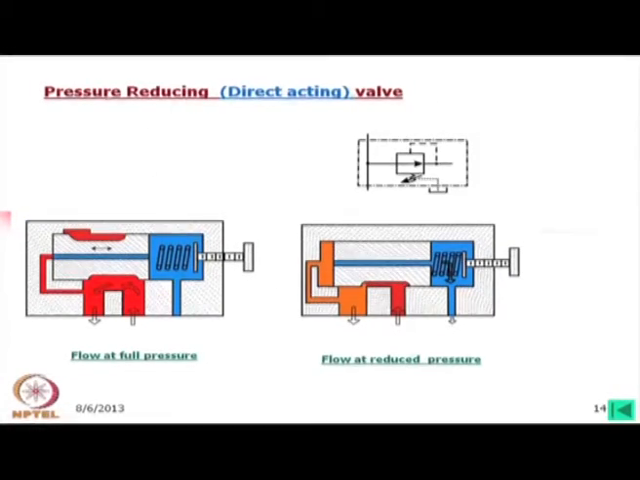Now, again there is a direct acting pressure reducing valve. In that case, what is there? This is a very simple mechanism. The oil, in the normal course, is going like this. Now, we can regulate this one, that means here we can increase the thrust or decrease the thrust.